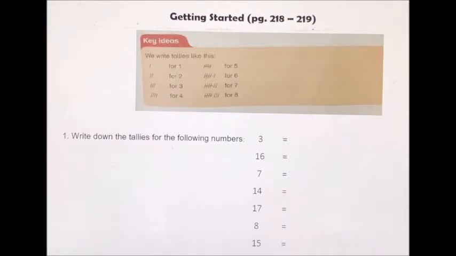So at number 1, you have to write down the tallies for the following numbers: 3, 16, 7, 14, 17, 8 and 15. And you simply write next to the equal sign, you write down your tallies. Let's do some examples together. We're going to try 11, 6 and 24.